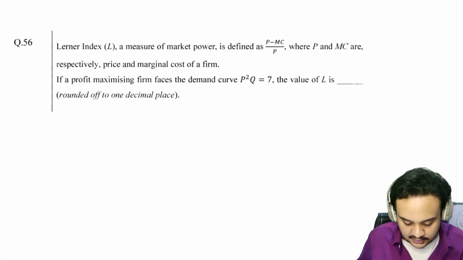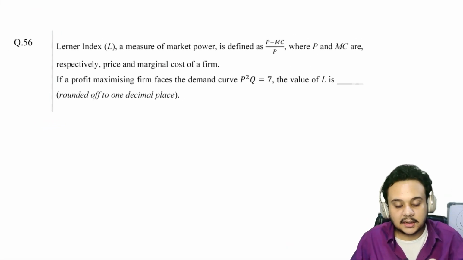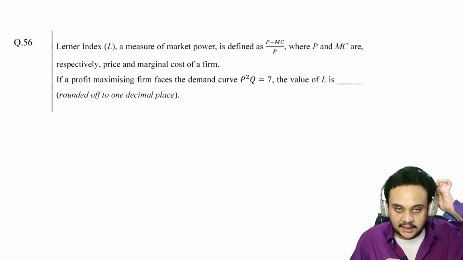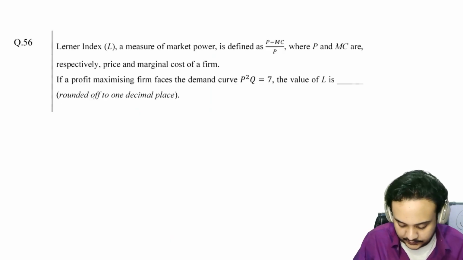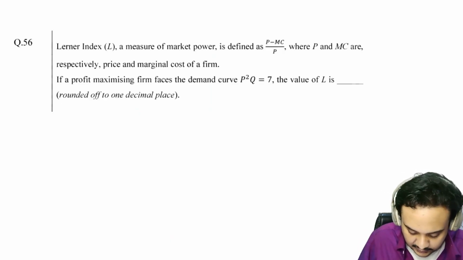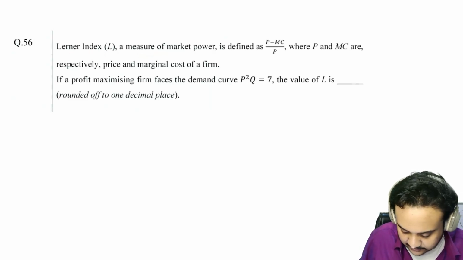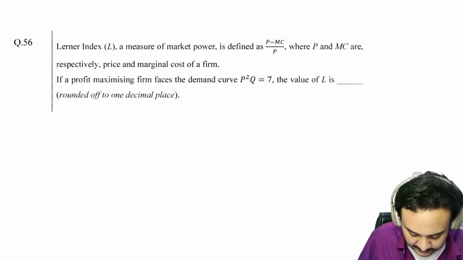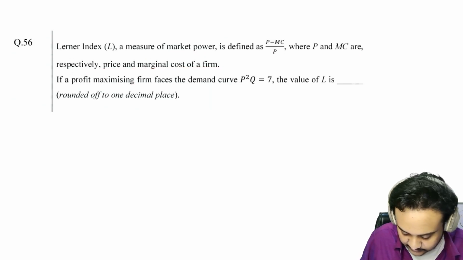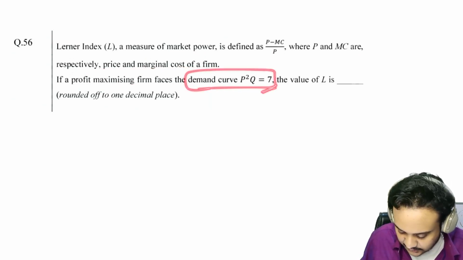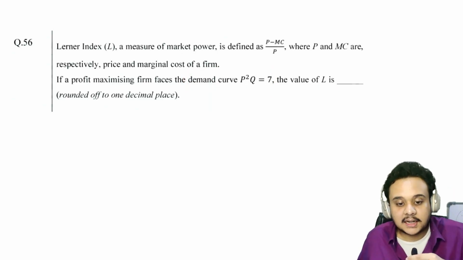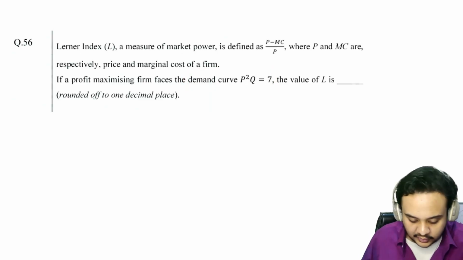Now let us see a very easy numerical. This was asked in 2025. Let us try and solve this. We know that the Lerner Index, a measure of market power, is defined as this, where P and MC are price and marginal cost. If a profit maximizing firm faces, okay, we have the demand curve of the firm. We want to find the Lerner Index.